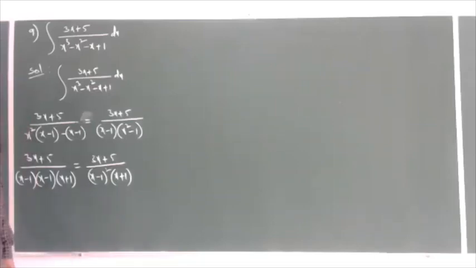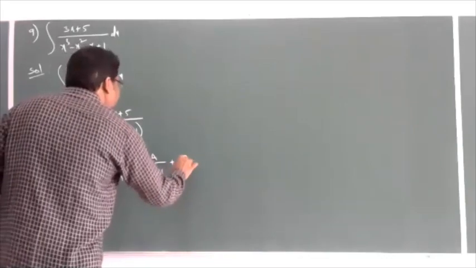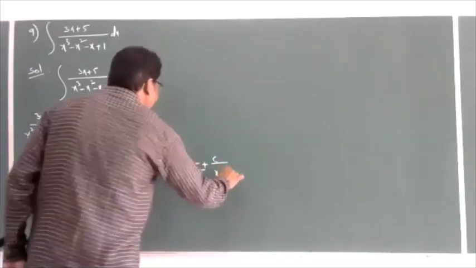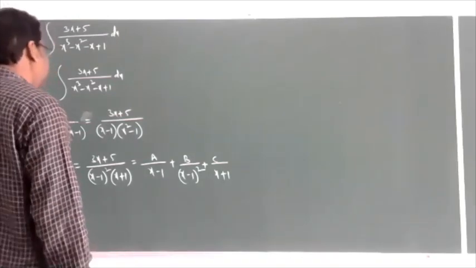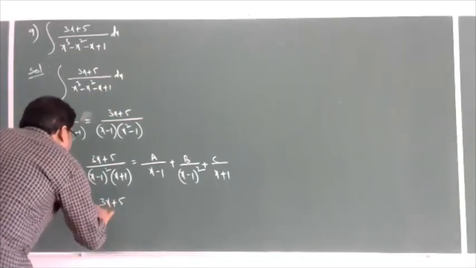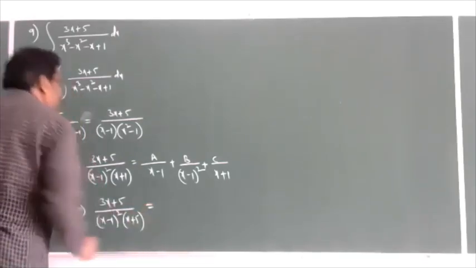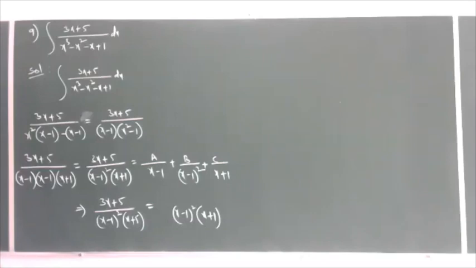Here, because of the repeated factors, this is A by (x minus 1) plus B by (x minus 1) whole square plus C by (x plus 1). That implies (3x plus 5) by (x minus 1) whole square into (x plus 1) is equal to this, where (x minus 1) whole square into (x plus 1) is the LCM.